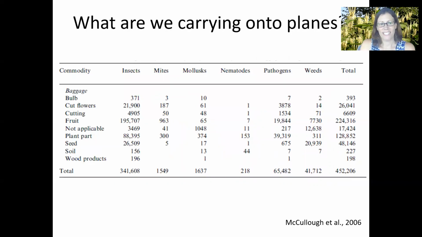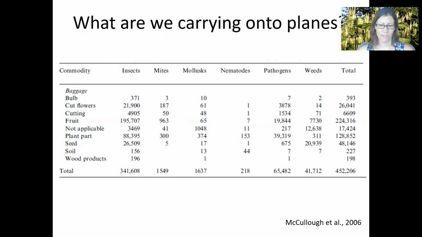There was this really interesting paper from McCullough that looked at, so if you've traveled internationally and come back into the US, you might have noticed that there is a form that you fill out that says things like, are you carrying fruit or any other kind of organic produce, bulbs, whatever it is? Have you been to a farm?